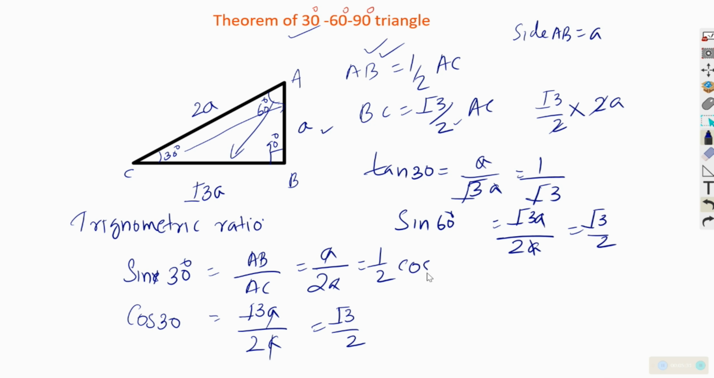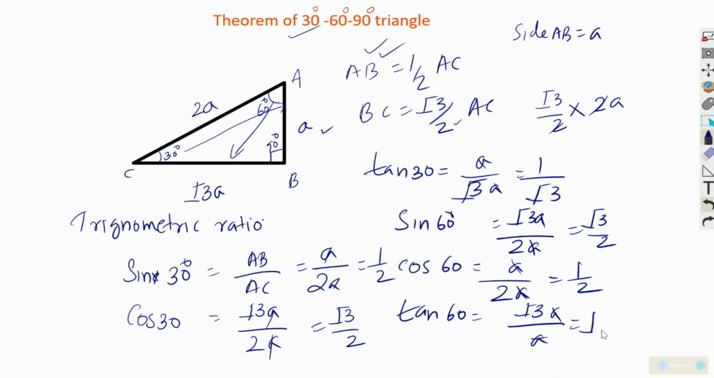Cos 60, what will happen? Adjacent side of 60 is A upon hypotenuse 2A. We will get it cancelled, 1 upon 2. Tan 60, opposite side is root 3 upon A, adjacent side is A, which get cancelled, which is equal to root 3.